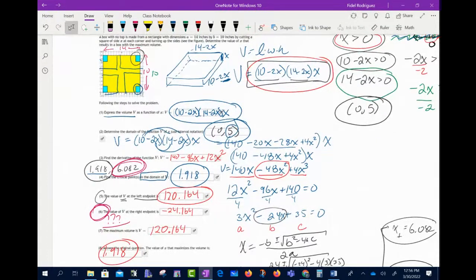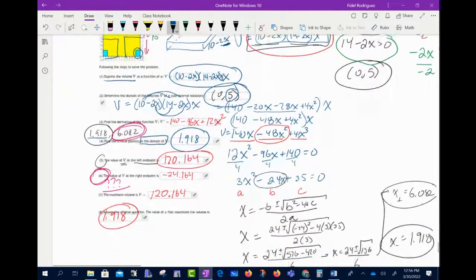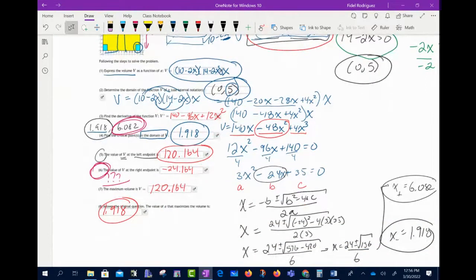On what part? On plugging in the number here? Like in doing the quadratic formula? Yeah. So again, if you can do it on your calculator, y'all go ahead.